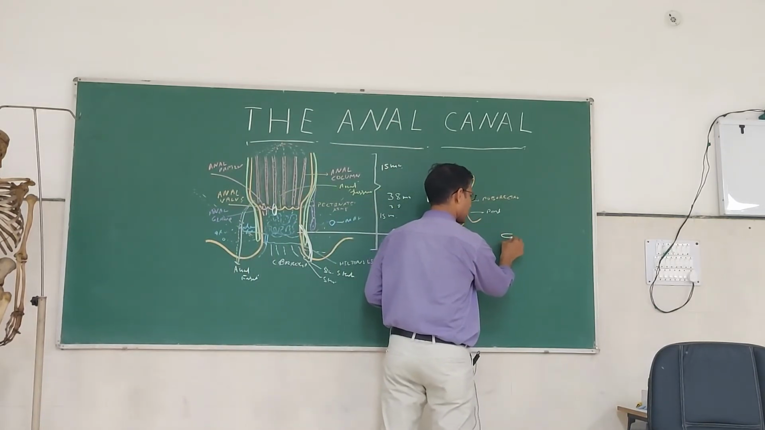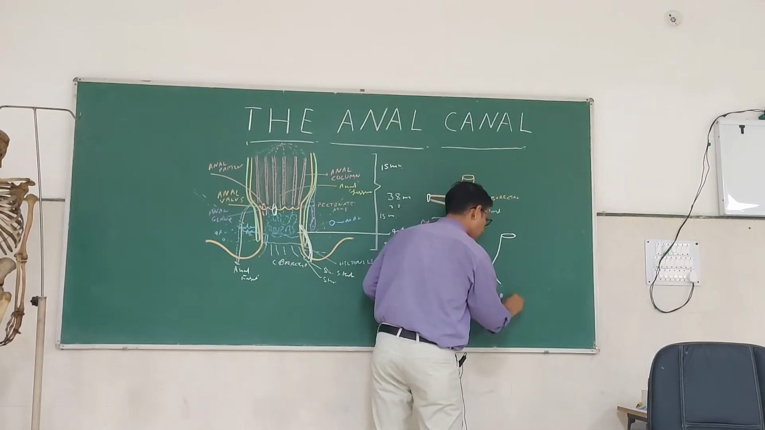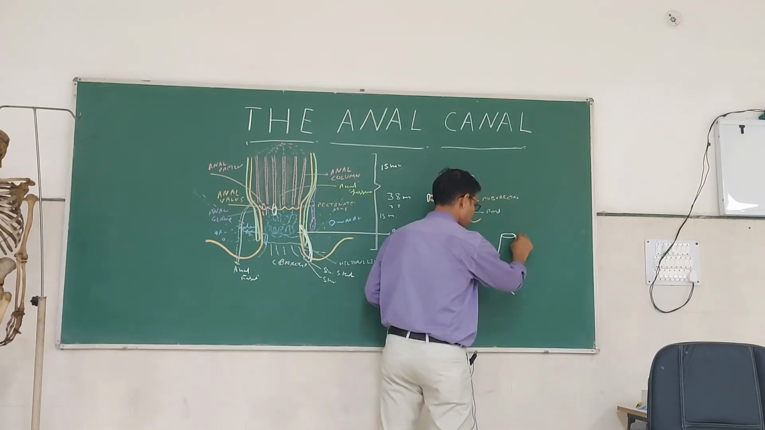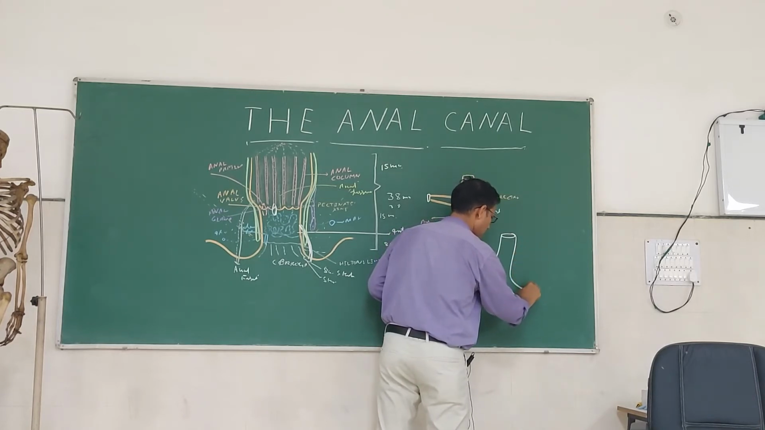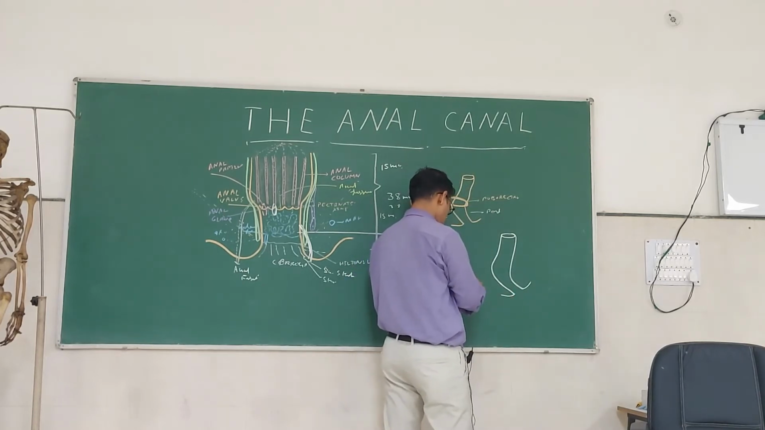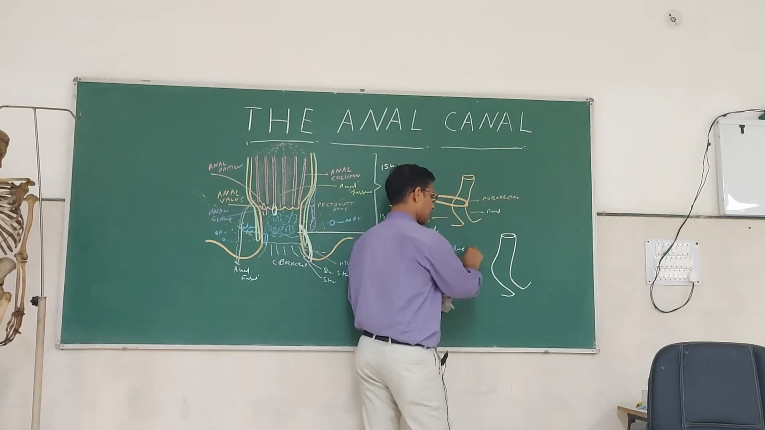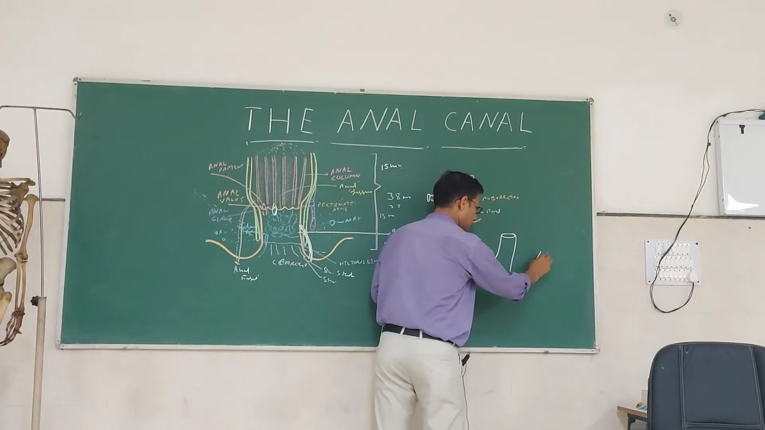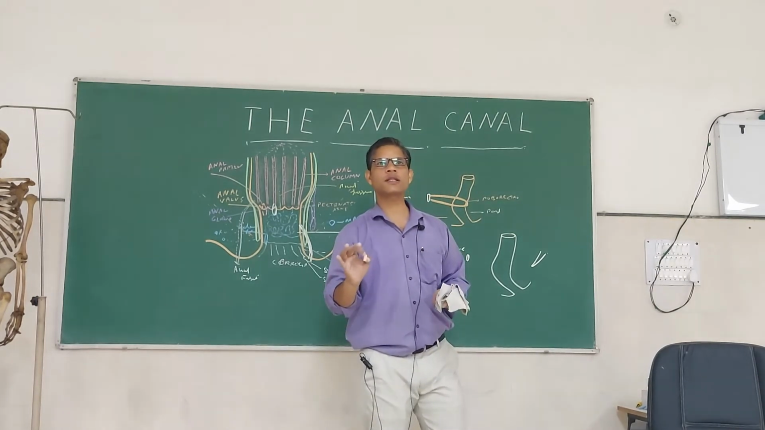Once again, a sagittal view of the anal canal, the protruding anal canal. It has a longer posterior wall and a smaller anterior wall. There is the pubic region, and posteriorly the coccygeal part. Okay.